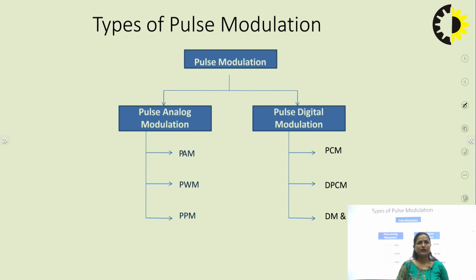So, after sampling we will discuss the pulse modulation. Pulse modulation is basically divided into two parts. One is the pulse analog modulation, and next is the pulse digital modulation, right. In the pulse analog modulation category, three types of modulation come. First is the PAM, full form of PAM is the pulse amplitude modulation. Next one is the pulse width modulation. Third one is the pulse position modulation.